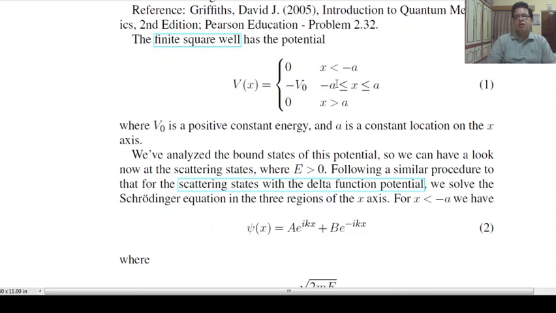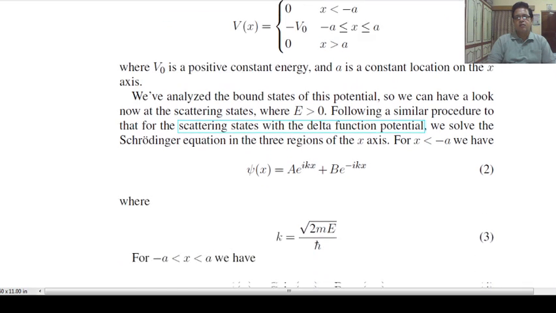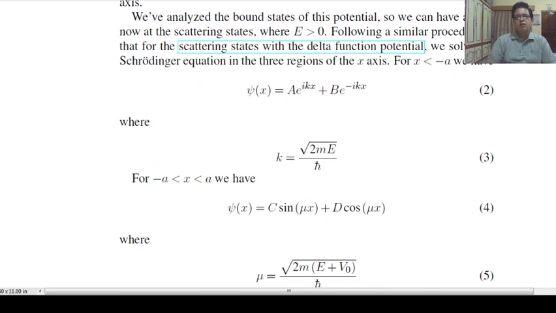Region 1, region 2, and region 3. For x less than minus a, we have psi(x) equal to A e raised to i k x plus B e raised to minus i k x, where k equals the square root of 2mE upon h bar. For the second region, psi(x) is given by C sin(mu x) plus D cos(mu x).